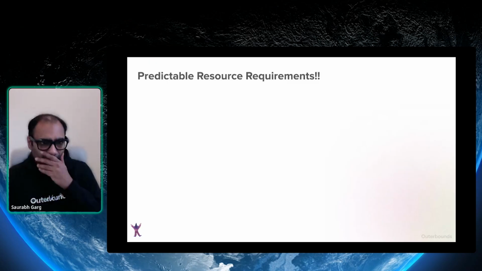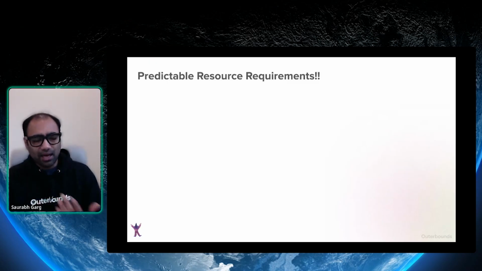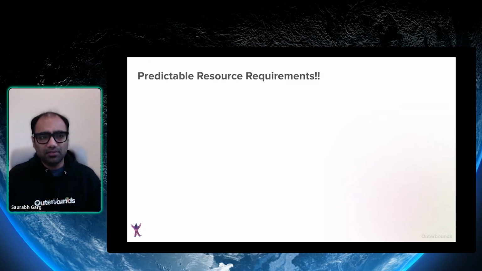So let's deep dive into each of these and see how this can help you achieve a very optimal workload and an optimal cluster that is executing a whole bunch of workloads.